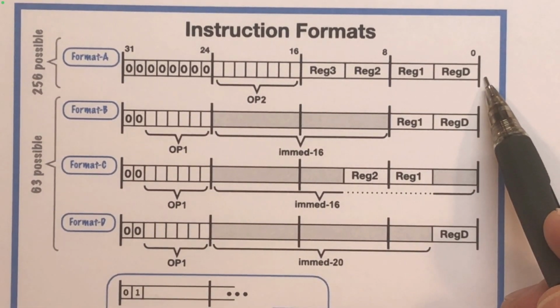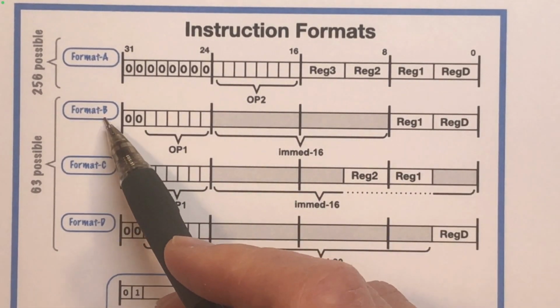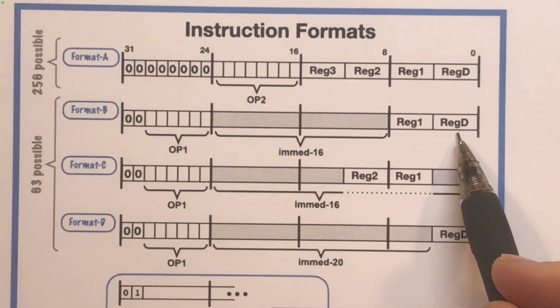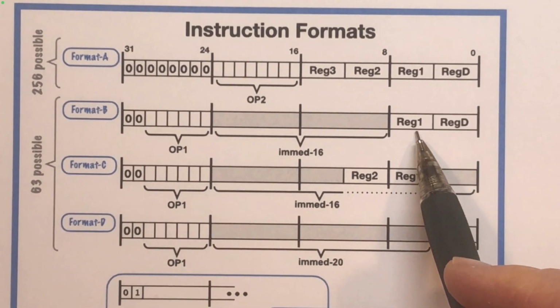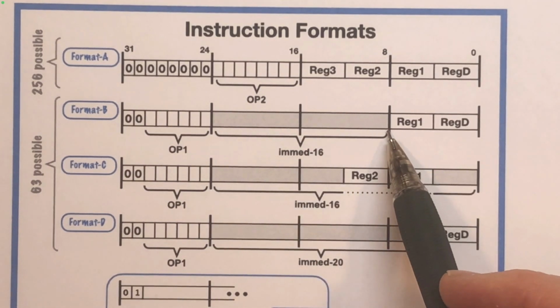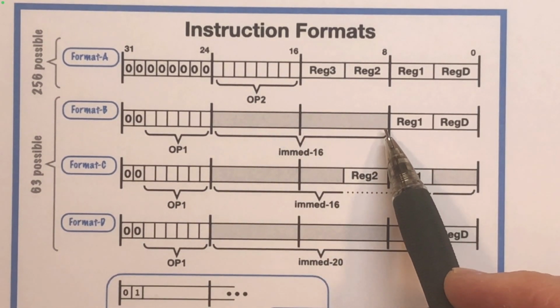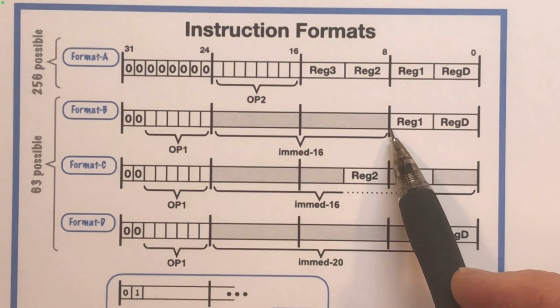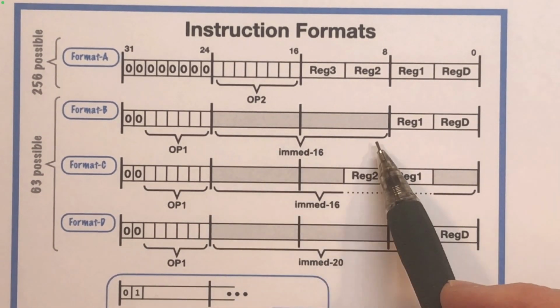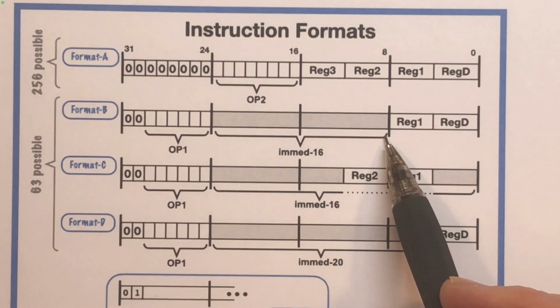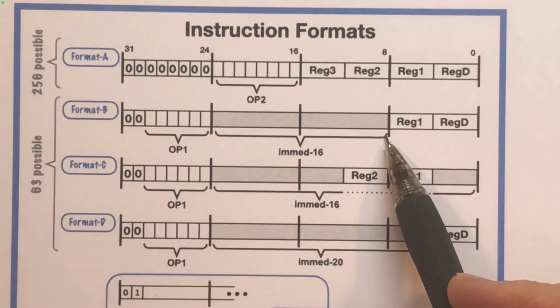With Format B, we have only a destination register and a source register, which may or may not be used. And we also have a 16-bit field, which will contain an immediate value. This can range from approximately minus 32K to plus 32K. So it's a pretty wide range of possible values.